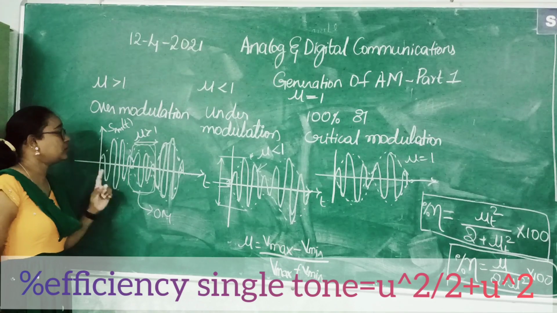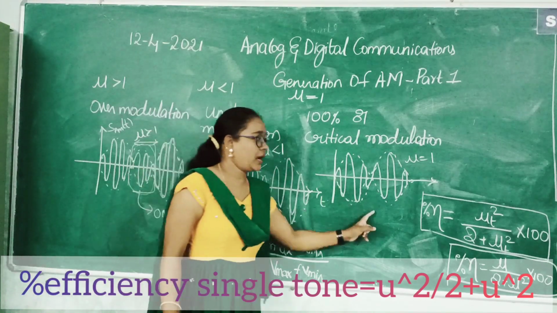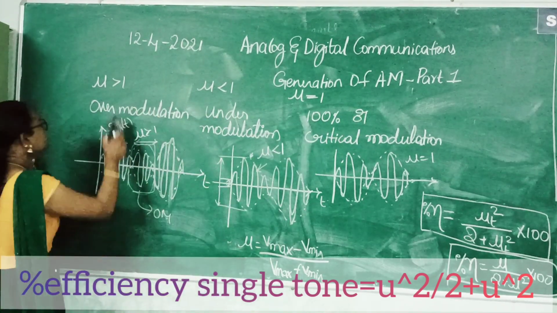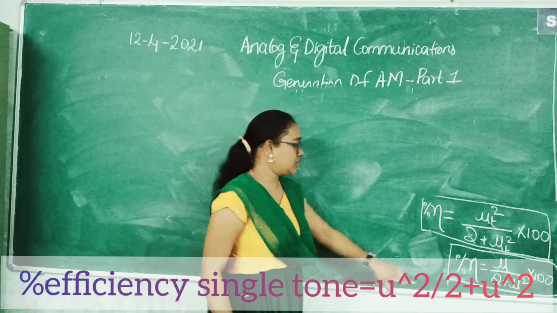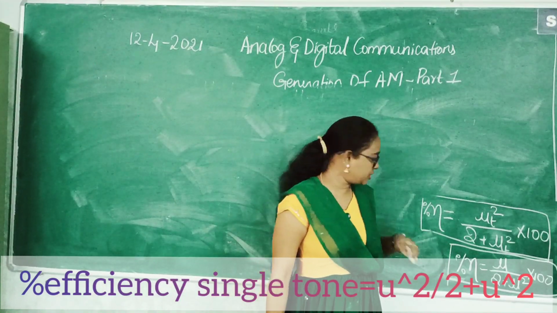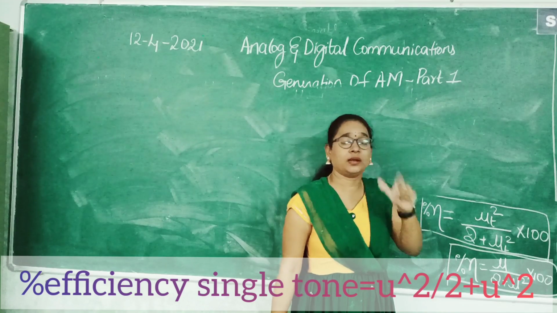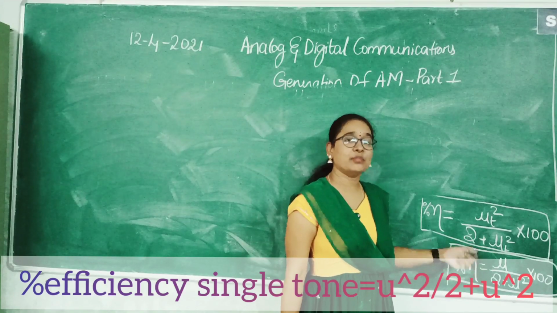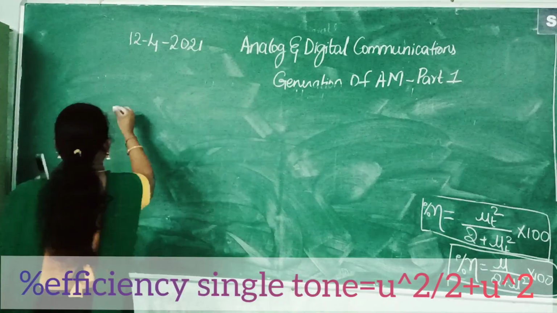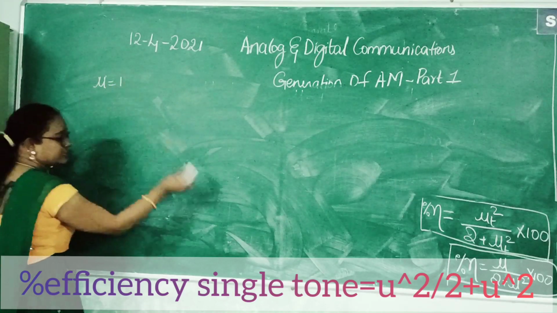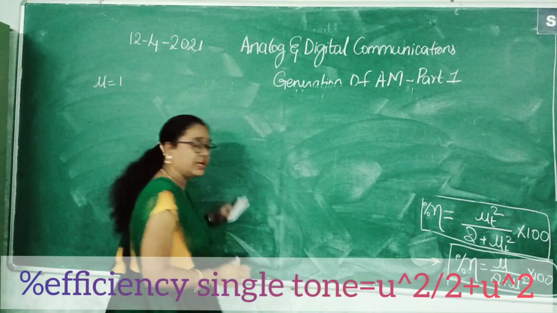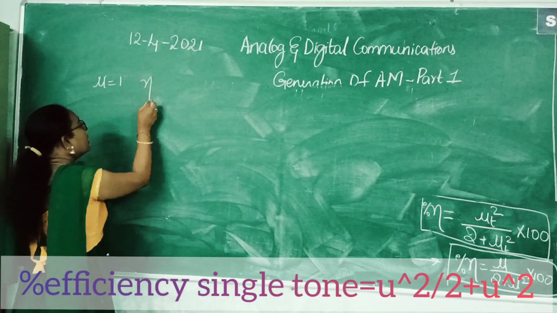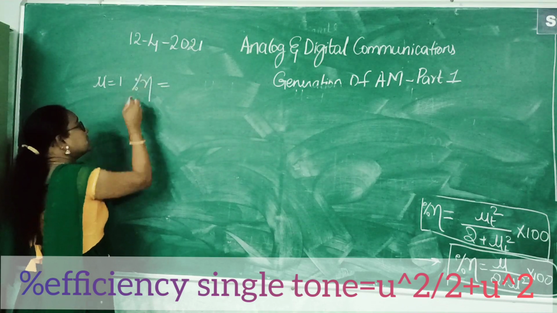So this is how over modulation, under modulation and critical modulation appear in the AM signal. We will apply the critical, meaning normalized, modulation index. What is the critical modulation? That is mu equal to 1. For single tone, we will verify how much is the sideband power. If we substitute mu equal to 1 in this particular equation, what happens? Eta, that is efficiency, as a percentage, I am calculating.